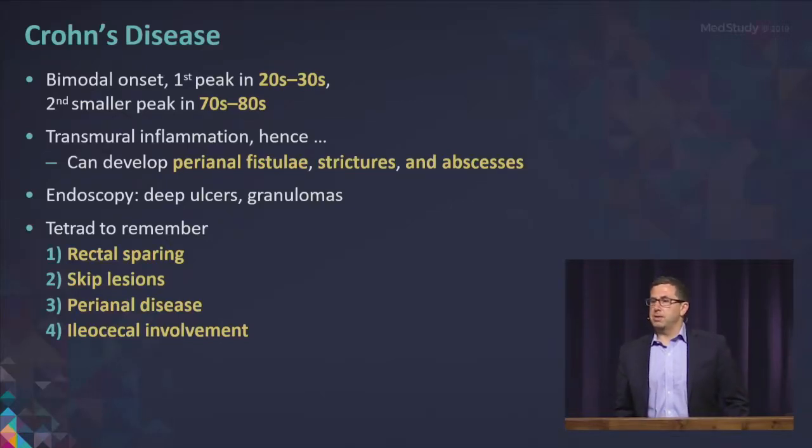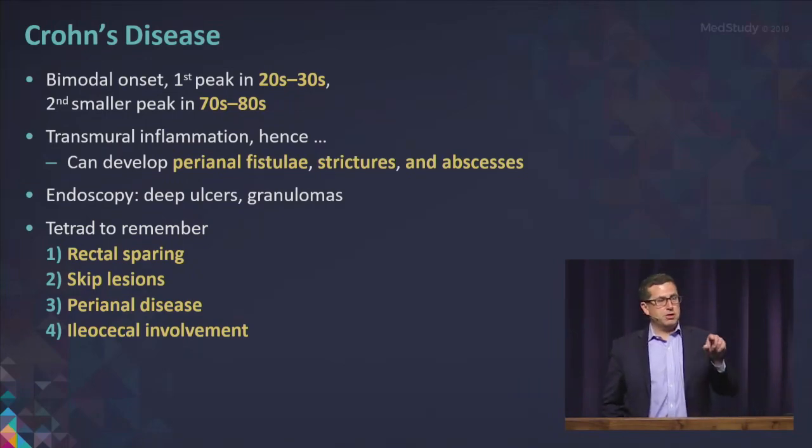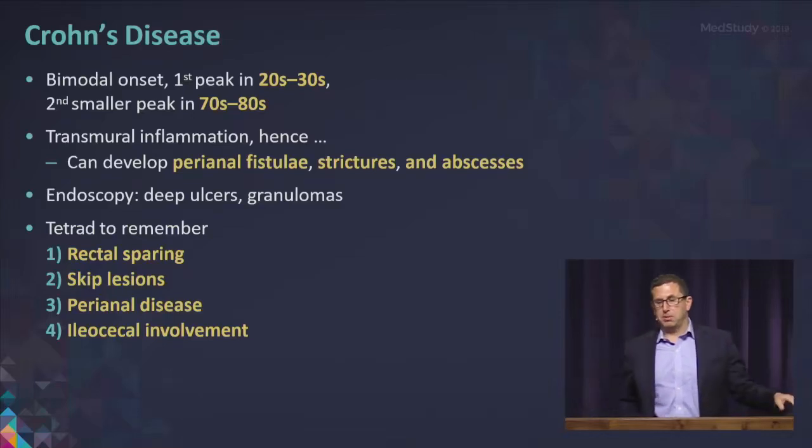Just to hone in a little bit and talk more about Crohn's disease, there's typically a bimodal onset. There's a first peak in incidence in patients in their 20s and 30s and a second smaller peak for patients in the 70s and 80s. The inflammation is transmural, so it involves the entire wall. That's a good way to remember why you get fistulas and abscesses, because the entire wall is involved. Endoscopy will show deep ulcers and potentially granulomas, which are pathognomonic, but granulomas are not always seen.